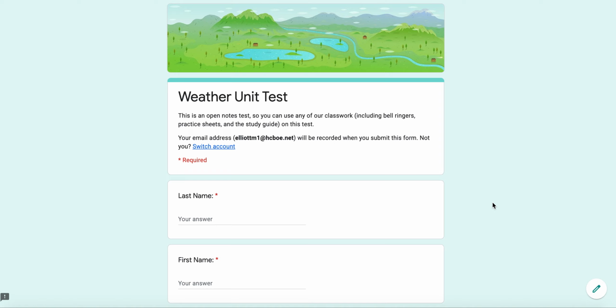Right, so I'm going to read through the test. This is the weather unit test. This is an open notes test, so you can use any of our classwork, including bell ringers, practice sheets, and the study guide on this test.